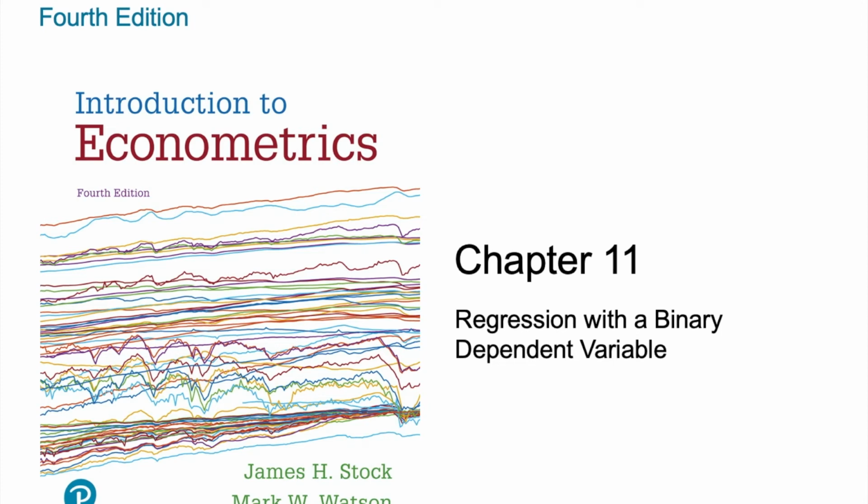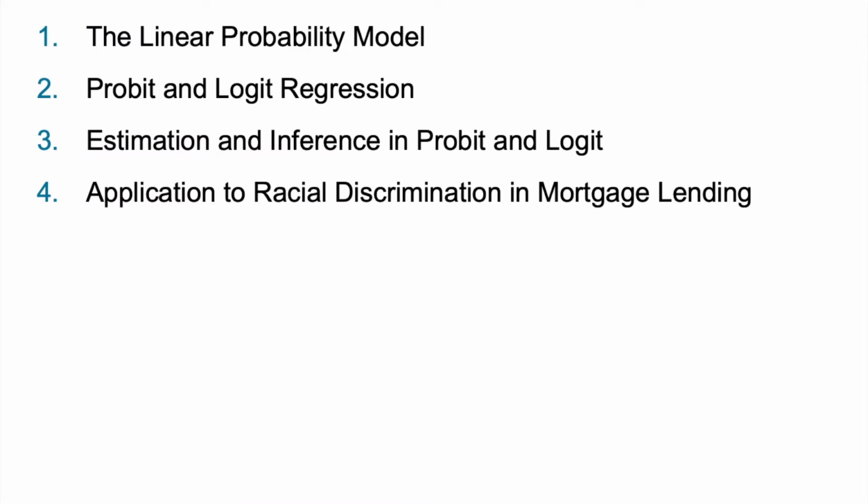In this video we're going to begin Chapter 11. We will discuss regression with a binary dependent variable. That is, we'll look at a variable that on the left hand side has only two outcomes. There will be three models that we look at in this chapter. We'll look at the linear probability model, and then we'll look at probit and logit regression. We'll discuss estimation and inference in probit and logit regression. And we'll conclude the chapter with an application to racial discrimination in mortgage lending.